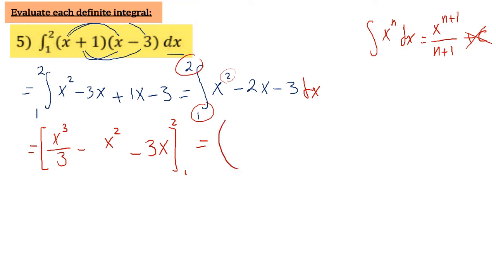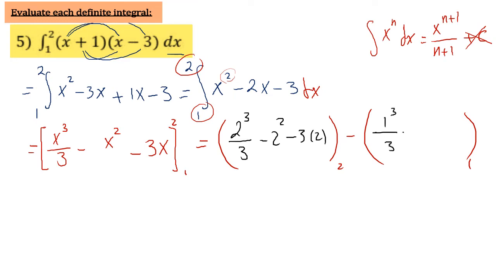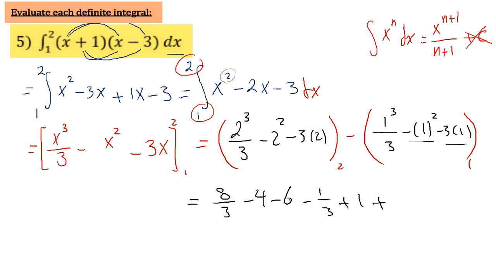So I will replace x with 2 and subtract the value at x equal to 1. So it's, replace x with 2: 2 power 3 minus 2 to the power of 2 minus 3 times 2, and replace x with 1. So 2 power 3 is 8 over 3 minus 4 minus 6, minus 1 over 3, negative 1 is going to be positive 1, and the negative 3 is going to be positive 3.